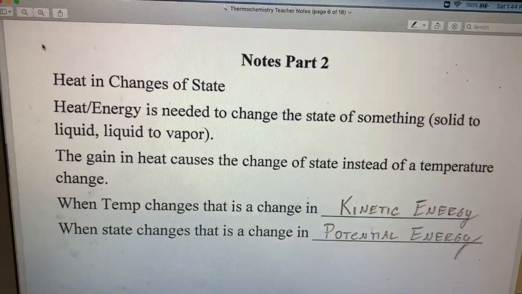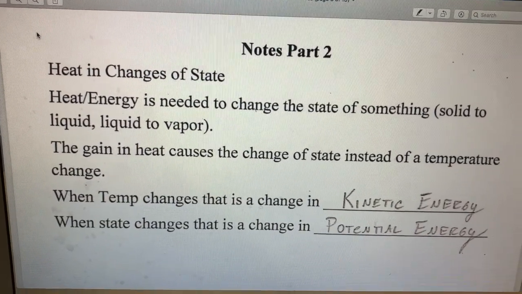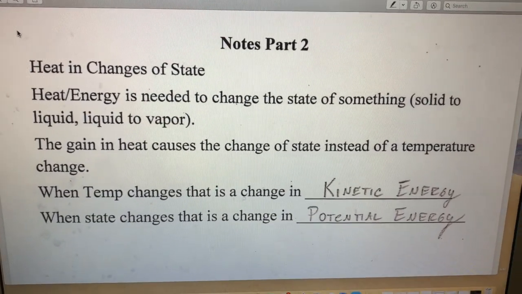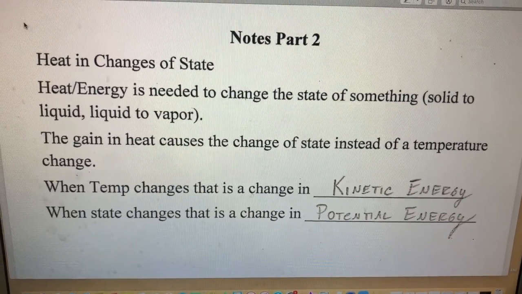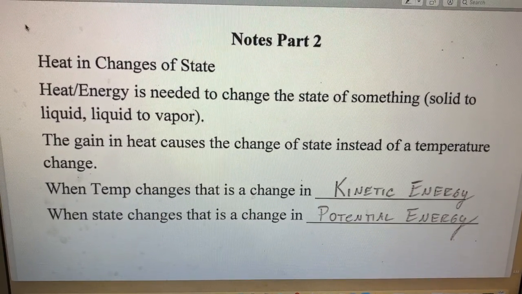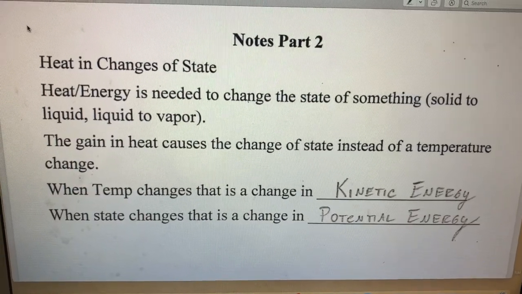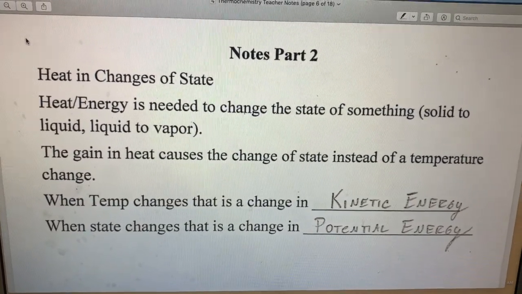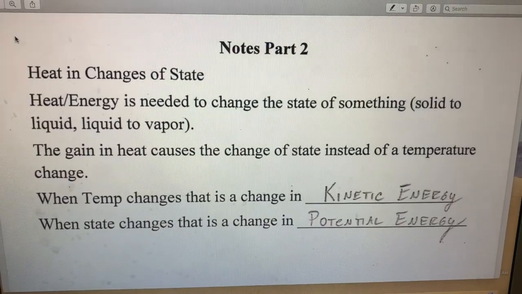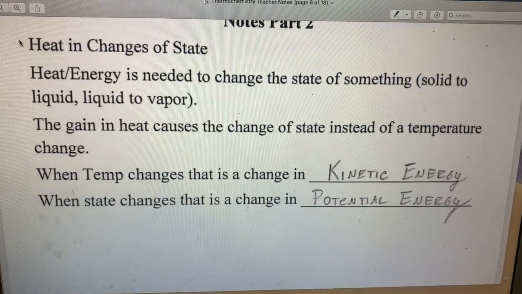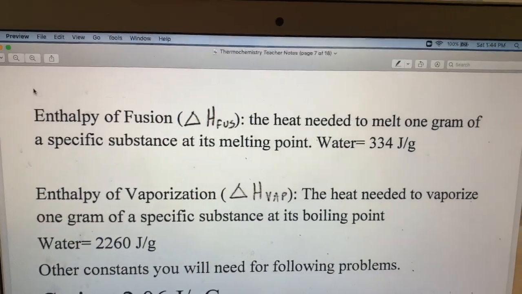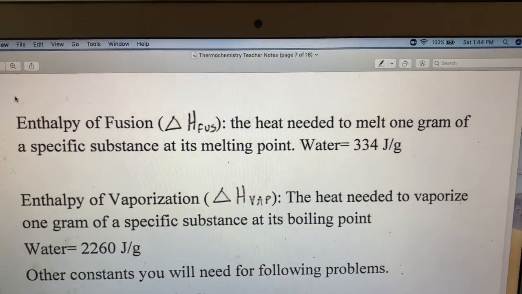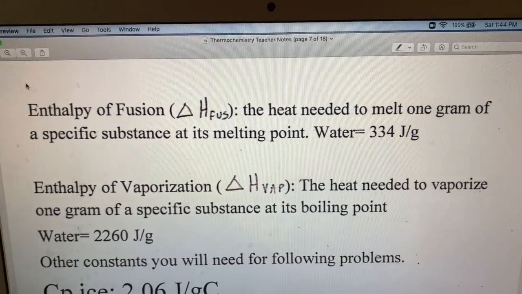So let's do a little review. When temperature changes, that's a change in the kinetic energy, the energy of motion, and that is what a thermometer can measure. When state changes, it's not a change in kinetic energy, it's a change in potential energy. And that's something that we can't really measure with a thermometer. So as we scroll down in your notes, we need a couple more constants, some more numbers that give us information about energy.